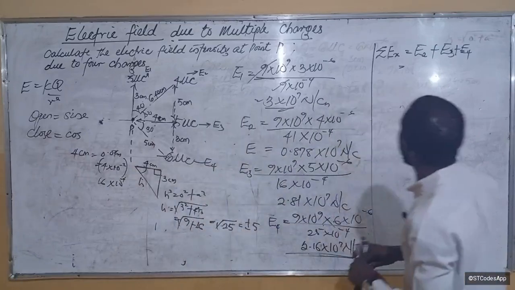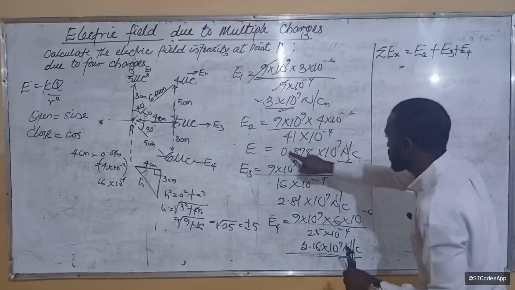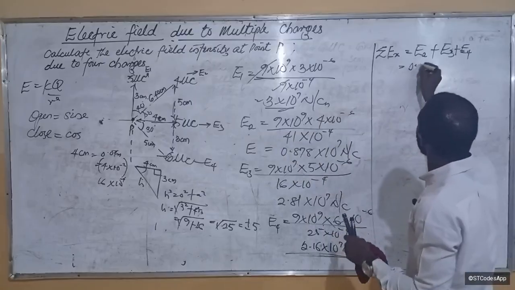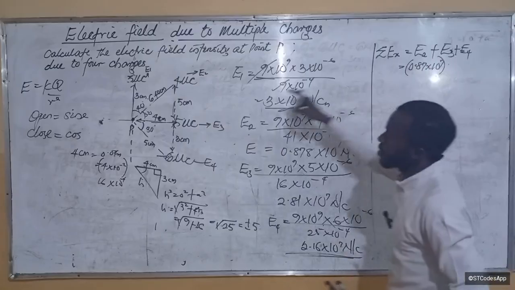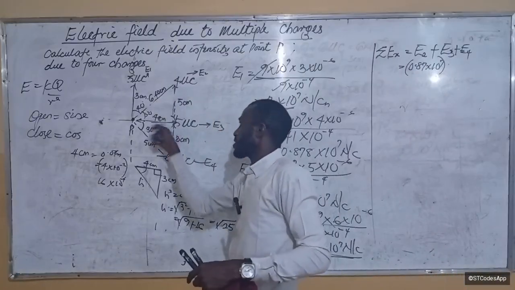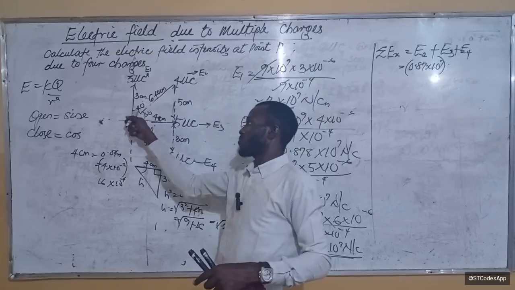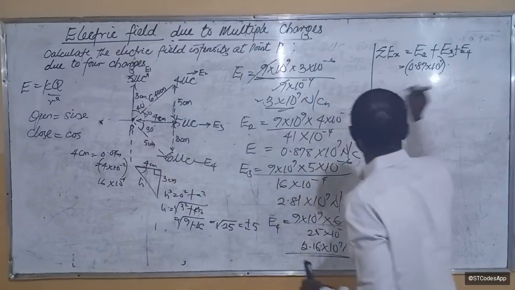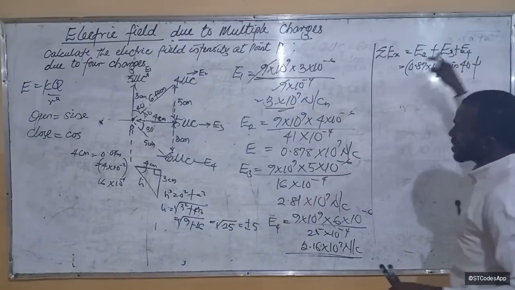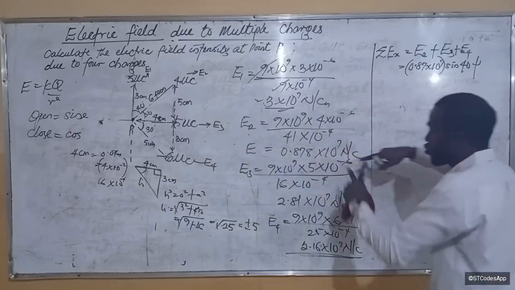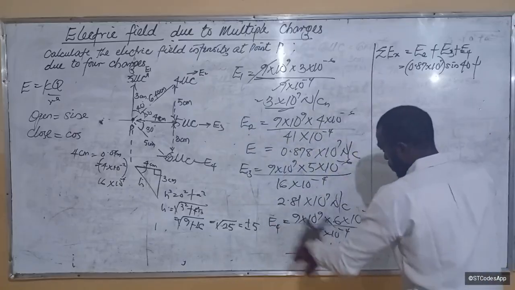So E2, which is this value here, 0.87 times 10 to the power 7, times, we are resolving it to the axis, when we are opening 40, that will be sine 40, plus E3, which is already on the x-axis, so we use it directly. Where is it?